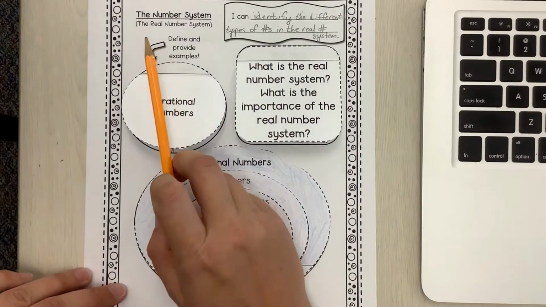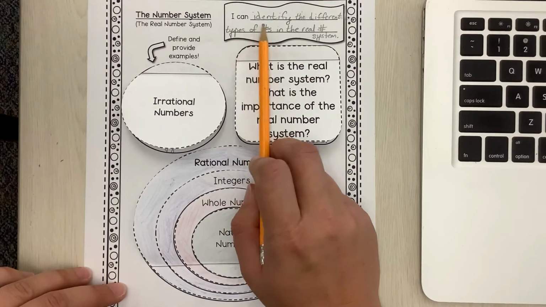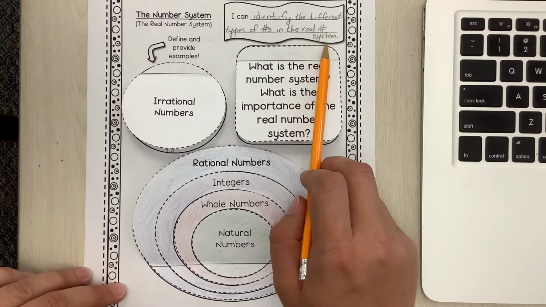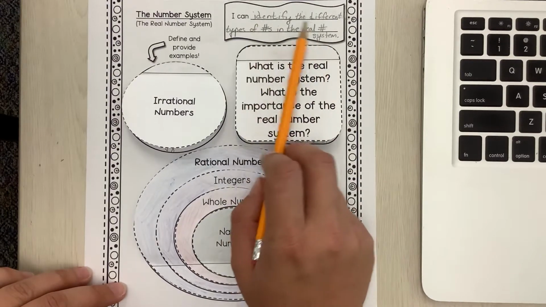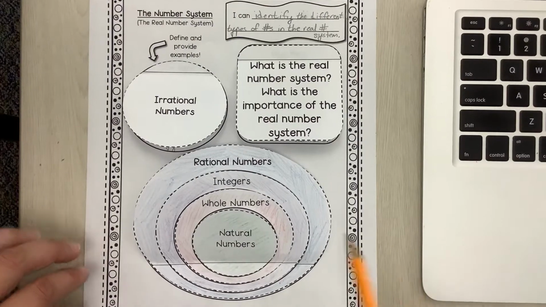Today we're going to talk about the real number system. Your I can is: I can identify the different types of numbers in the real number system. So make sure that you've filled this out on your table of contents. Pause the video if you need to.